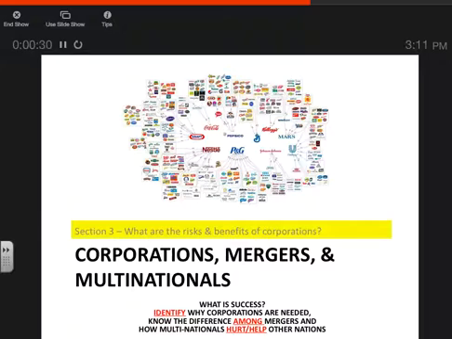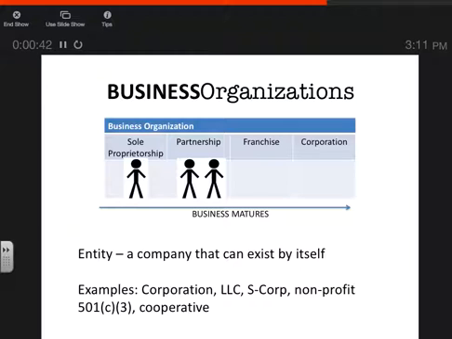So far in this chapter, we talked about a sole proprietor, business partners, and franchises, and now we're at the top level: corporations, mergers, and multinationals. If we go through these different levels of business organization, a sole proprietor is one individual, a partnership would be two or more, a franchise is where we have a franchisor and a franchisee opportunity, and a corporation would be the top of all this.